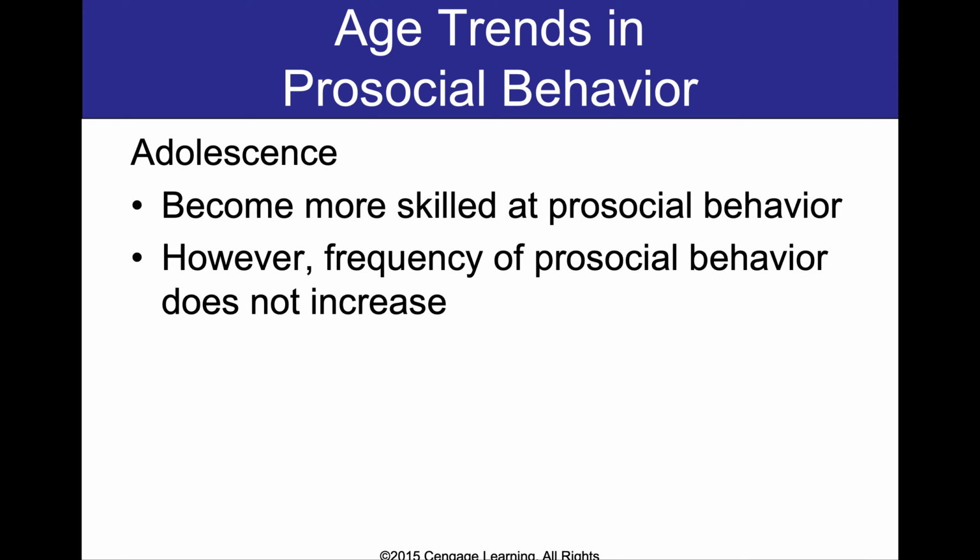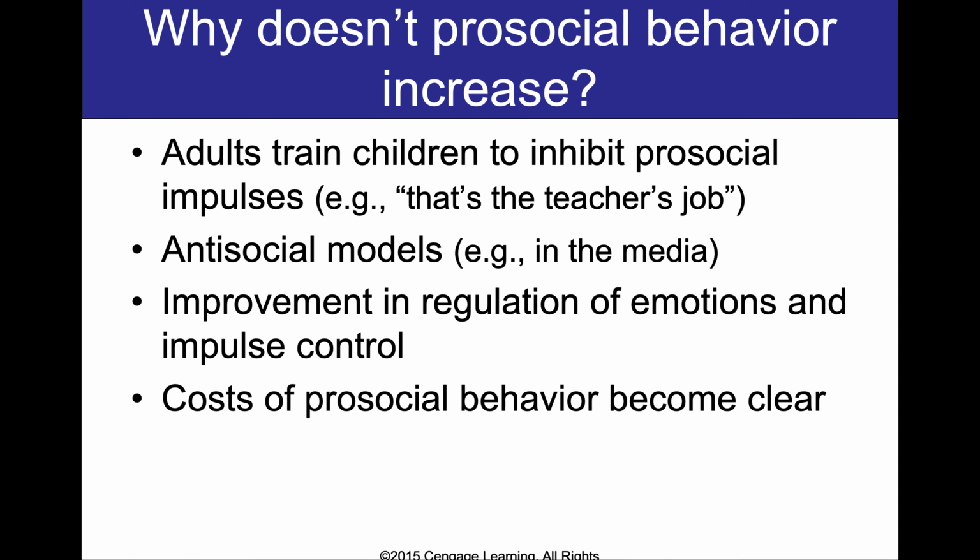Let's look now at the prosocial behavior trends in adolescence. Again, adolescents become more skilled at their prosocial behavior. However, they have a frequency of prosocial behavior that does not continue to increase. You see it in the early years, developing, being there, increasing, still increasing in the middle years, but by the time they hit adolescence, it plateaus. You do not see an increase. Why do we not see prosocial behavior increase? Well, adults have a tendency to train the children to inhibit those prosocial impulses, saying things like, that's the teacher's job. I did that with Harrison, the grandson, just the other day.